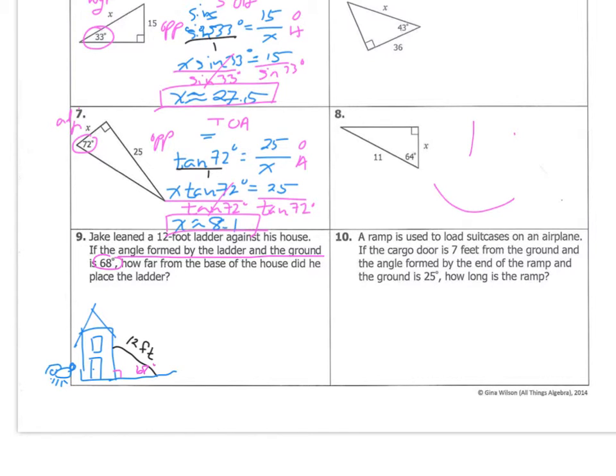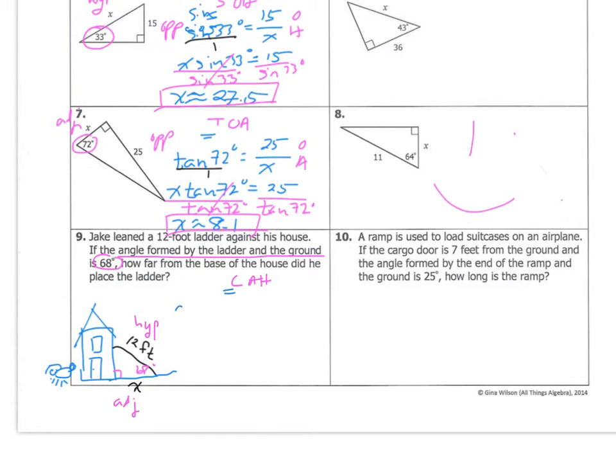And then the question that they have is how far from the base of the house did he place the ladder? So isn't this the distance from the base of the house to the ladder? So that's where we're going to put X. Make a better X. So then I want to label my X as side adjacent because that is the leg that is touching my angle. And the 12 feet is my hypotenuse because it is across from the right angle. And so I have A and H, which means that CAH goes with A and H. So I am choosing cosine.